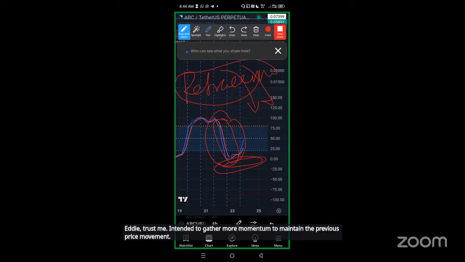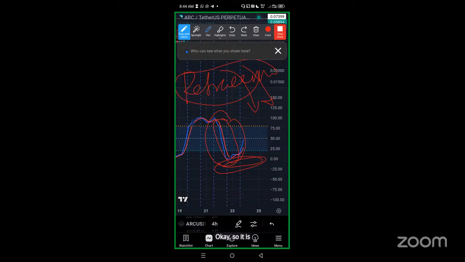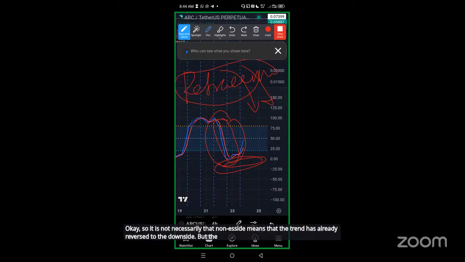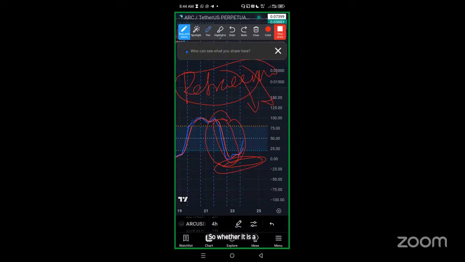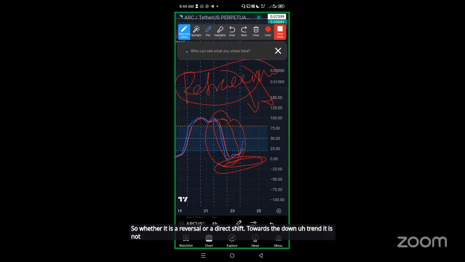Okay, so it does not necessarily mean that the trend has already reversed to the downside, but the beauty is at least it shows a drop in the market price. So whether it is a reversal or a direct shift towards the downtrend, it is not so important. The most important thing is the crossover is what brings out the real event.